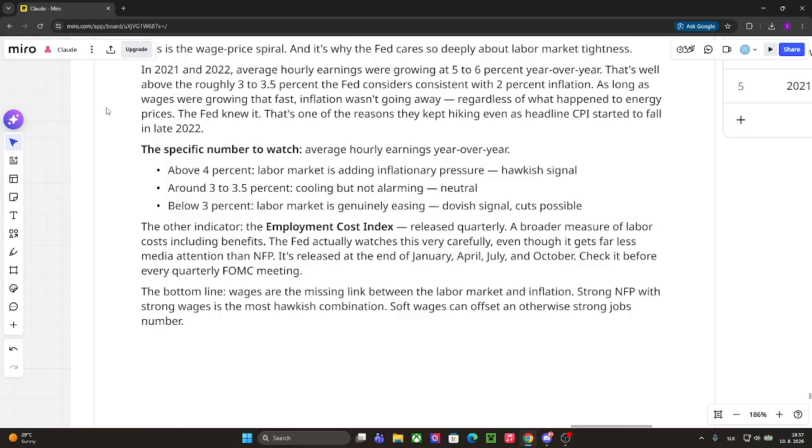Above 4%, the labor market is adding inflationary pressure, a hawkish signal. Around 3 to 3.5%, cooling but not alarming, neutral. Below 3%, the labor market is generally easing, a dovish signal, cuts possible.